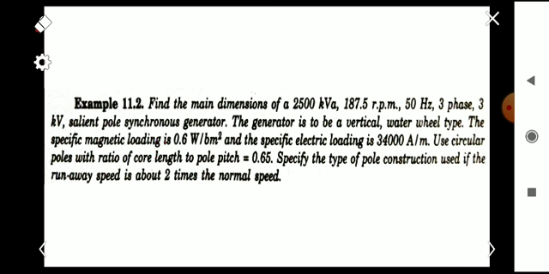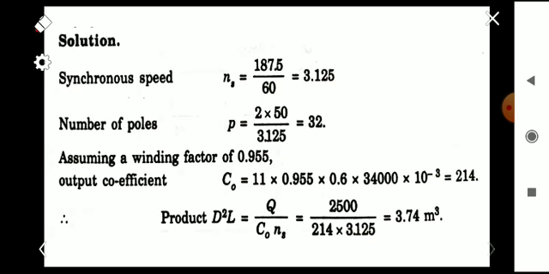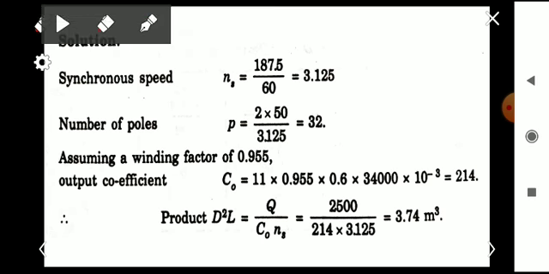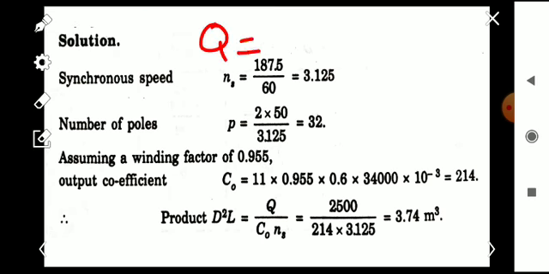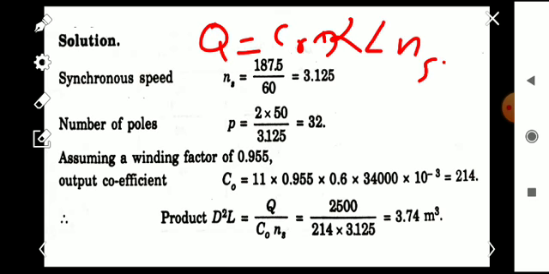L by tau ratio, for the D and L separation, is given as 0.65. Okay, these are the main values given, and we have to follow the same steps as in the previous question. So here first we have to find the synchronous speed, that is small letter ns, to substitute in our output equation Q is equal to C0 D square L ns. This is the starting equation we are going to use.